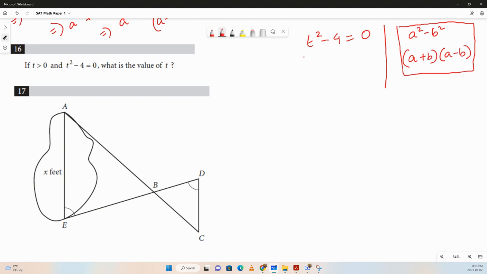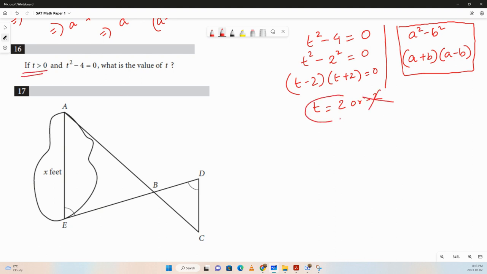So 4 can be written as 2 square, right? So you can write it as t square minus 2 square equals 0. So you can write it as (t minus 2) times (t plus 2) is equal to 0. So t can have a value of 2 or negative 2, right? But in the question, it is given that t is greater than 0. So we cannot take the negative value. So what is the value of t? t is equal to 2. That's the answer that you're going to put. Okay, so that was question 16.